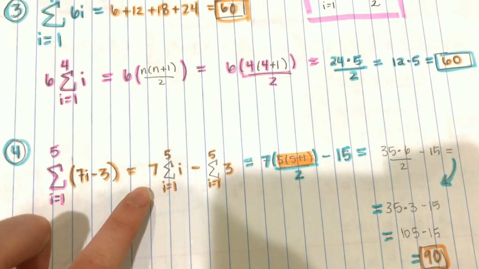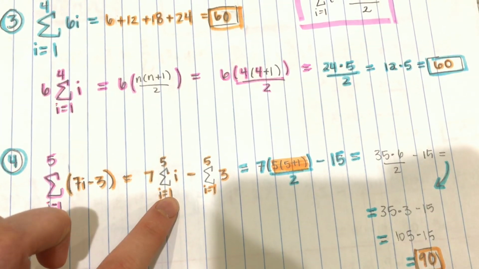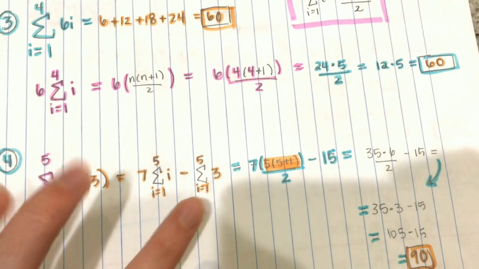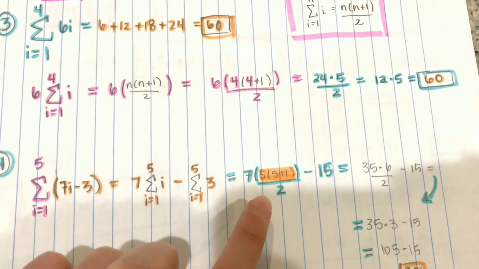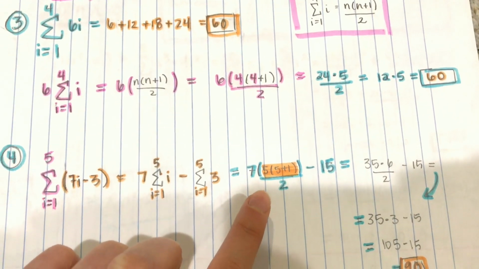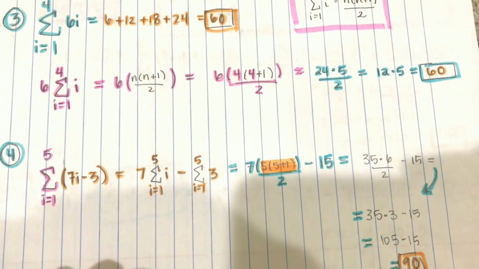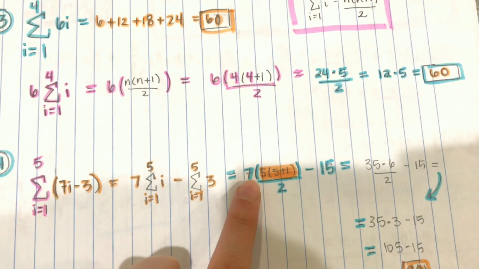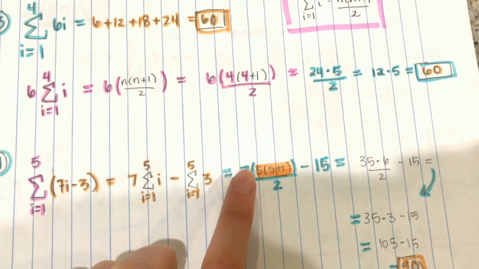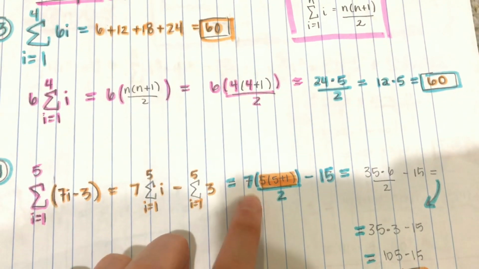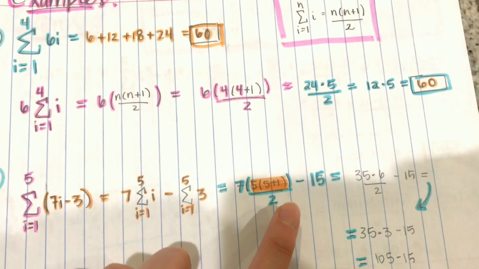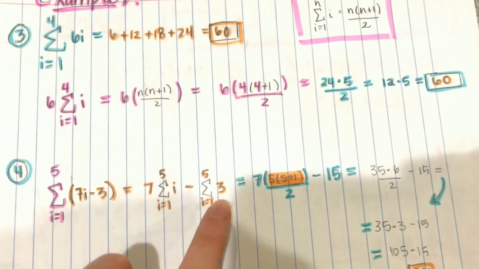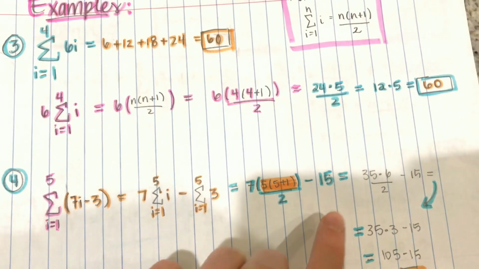So the first thing I'm going to do is pull out my constant term, because I'm going to be multiplying it by i. So this is going to be 7i minus 3. Using the formula that we know, you can find the sum of i by using n times n plus 1 divided by 2. I plugged in for n, which is 5, so that's 7 because I'm multiplying by my constant term. Can't forget about the constant. That's 7 times 5 plus 1 divided by 2 minus the constant, which is 5 times 3, so minus 15.